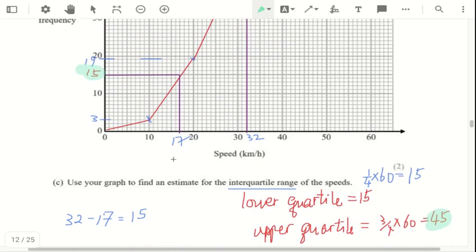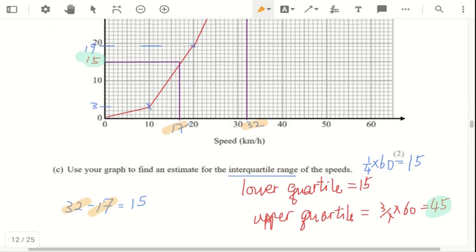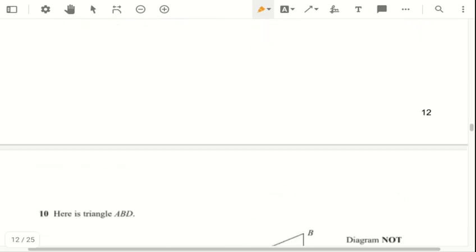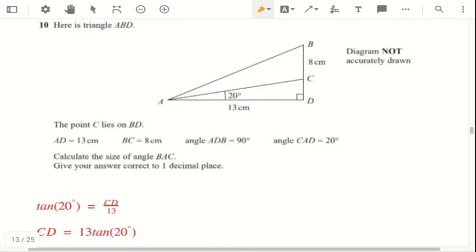Okay, then plot it down. I get 17 here, and then 32. So the interquartile range is upper quarter minus lower quarter. So 32 minus 17 gives me 15. Okay, so let's go to the next question.